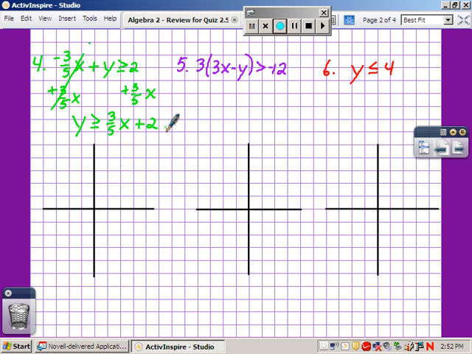Now it's actually really easy to graph. I'm going to put a point at 2. Then from there I'm going to go up 3, right 5: 1, 2, 3, 4, 5. I need a solid line because of the equal to symbol. And it's greater than, so I'm going to shade up the line.